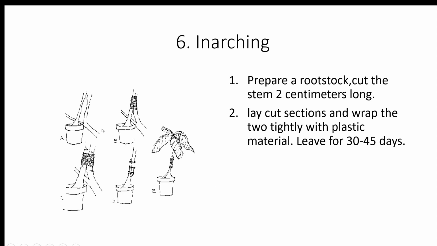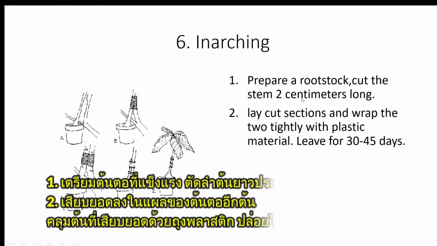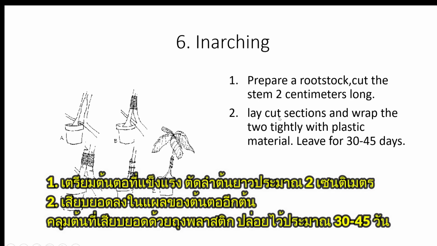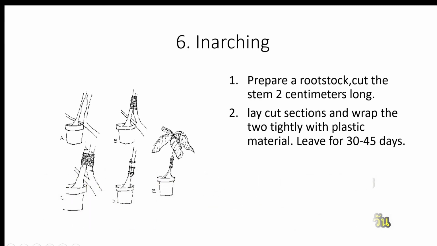Okay, by doing this we have to prepare a rootstock. Cut the stem 2 centimeters long, lay cut sections and wrap the two tightly with plastic material. Leave for 30 to 45 days. You see the instructions in your book, page 62.